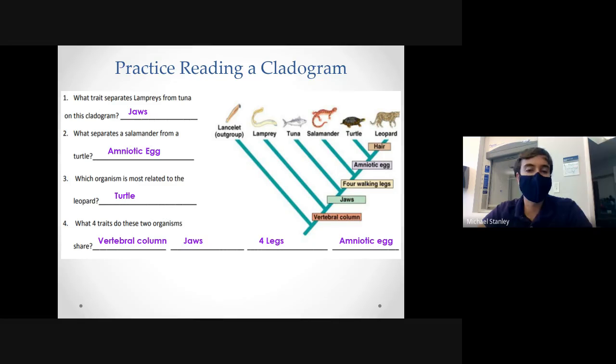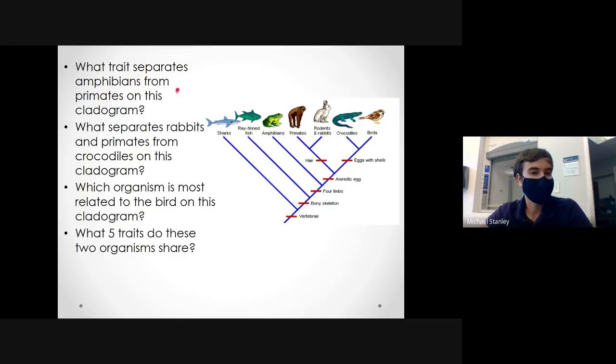All right, let's look at another example that's set up in kind of a similar way, but uses a little bit different species. So here we have some different species. We have sharks, ray-finned fish, amphibians, primates, rabbits, crocodiles, and birds. So this one is set up a little bit differently. We have some different traits and some different common ancestors going on here.